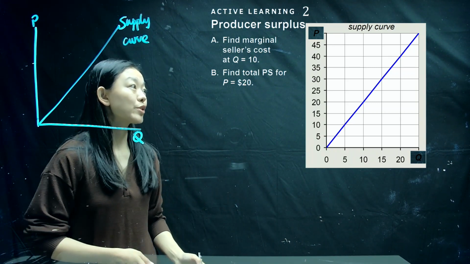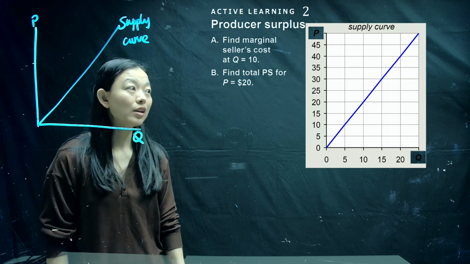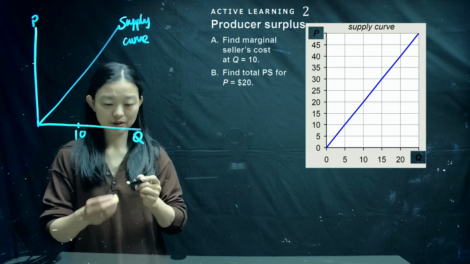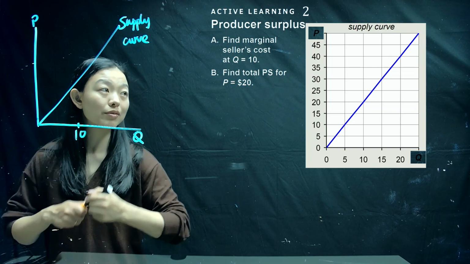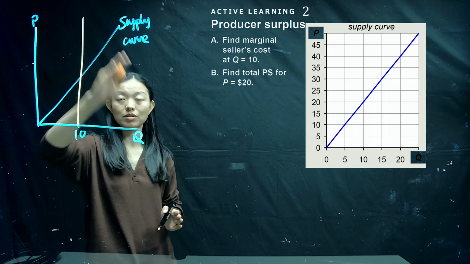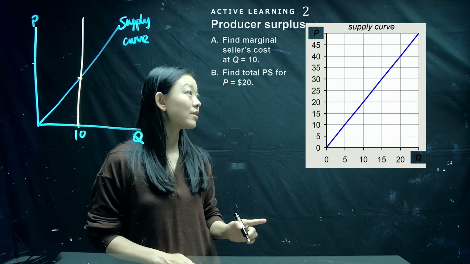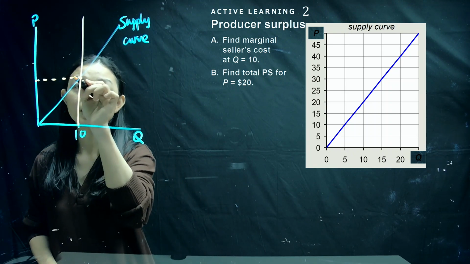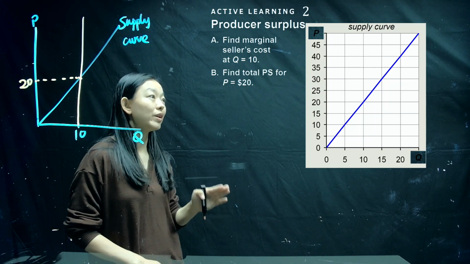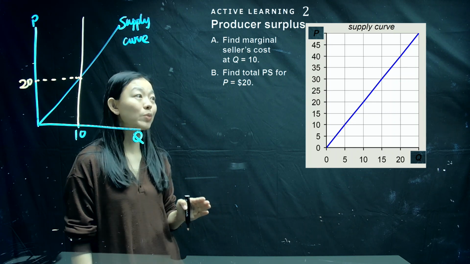For the supply curve, it asks you first, please find out the marginal seller's cost when quantity equals 10. Do you remember how we do that? If this is 10 units, what can you do? Please draw a vertical line across the whole graph, and then you can find the intersection point, right? When you find this intersection point, you can get the corresponding price, which equals $20. So $20 will be the marginal cost. It will be the marginal seller's cost when quantity equals 10.